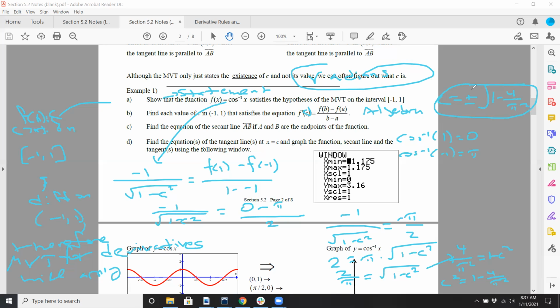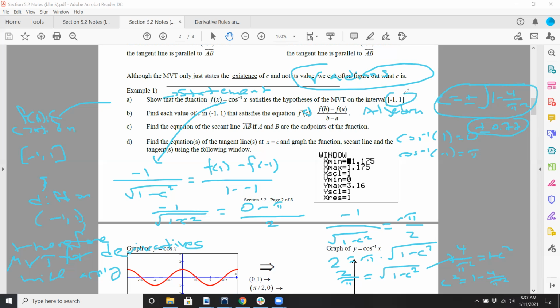And if you were to work that in a calculator, 1 minus 4 over pi squared. So let me do 4 over pi squared first, then 1 minus that, square root. Yeah, you get 0.77. Plus or minus 0.77, which is totally within that interval.